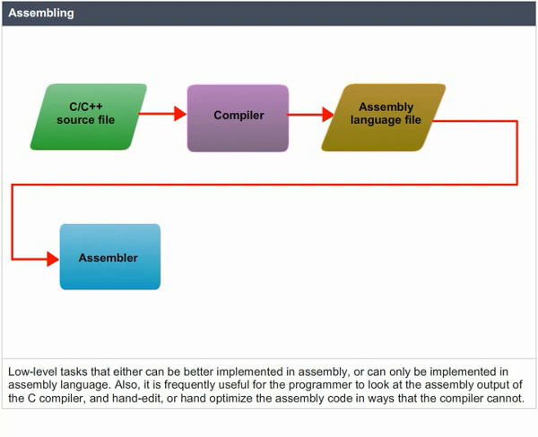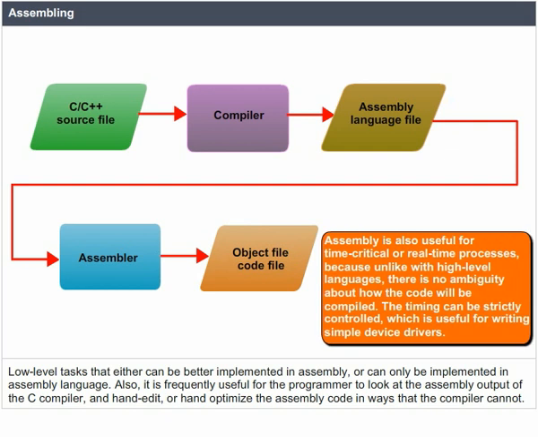Low level tasks can either be better implemented in assembly or can only be implemented in assembly language. Also, it is frequently useful for the programmer to look at the assembly output of the C compiler and hand edit or hand optimize the assembly code in ways that the compiler cannot. Assembly is also useful for time-critical or real-time processes because, unlike with high-level languages, there is no ambiguity about how the code will be compiled. The timing can be strictly controlled, which is useful for writing simple device drivers.